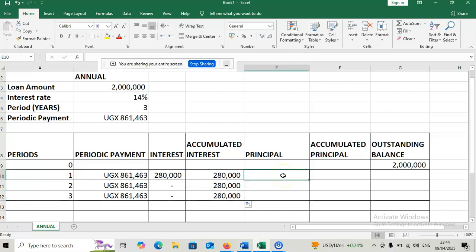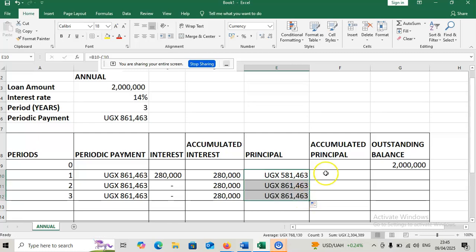Then let's go to principal. You have periodic payment having both principal and interest. You have been given interest. That means to get principal, you will get periodic payment minus interest, because principal is the amount of money you pay to recover the loan. Press the enter button and you auto fill.